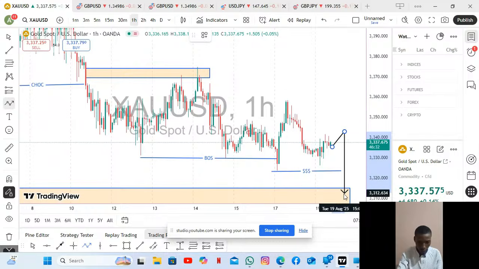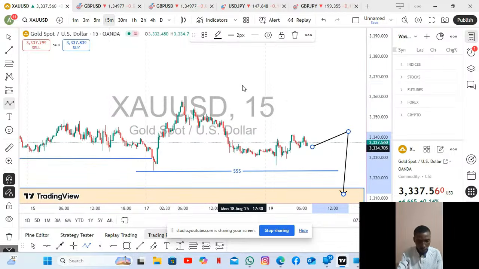Tap into this mitigation block. But let's see what you have in the 1 hour time frame. Let's go straight to the point.